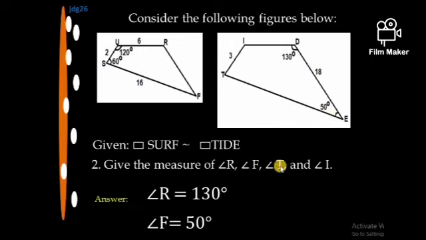Next, angle T. Ito si angle T. Ang corresponding angle ni angle T is angle S. Therefore, angle T is also 60 degrees. Next is angle I. Corresponding angle of angle I is angle U. Therefore, angle I is also 120 degrees.